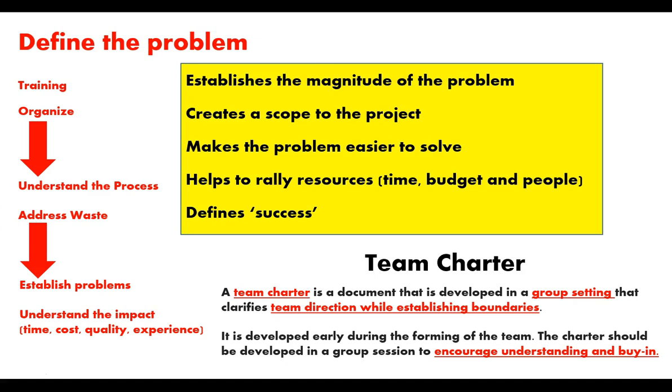It is developed early during the forming of the team. So again, this is one of the first things that your team will actually do after the Gemba walk, or sometime around the Gemba walk, which your cross-functional team will establish. It will establish a team charter for defining problems. The charter should be developed in a group session, meaning everyone is there, to encourage understanding and buy-in. So again, along with the Gemba walk and the training, having a team charter is a way to keep the Lean Six Sigma process cohesive.